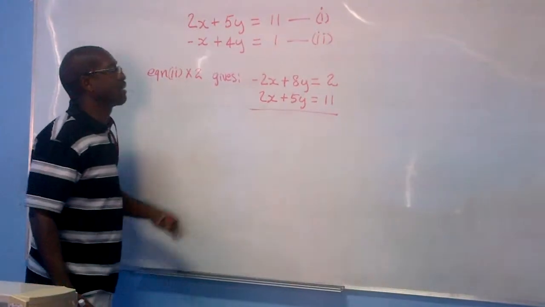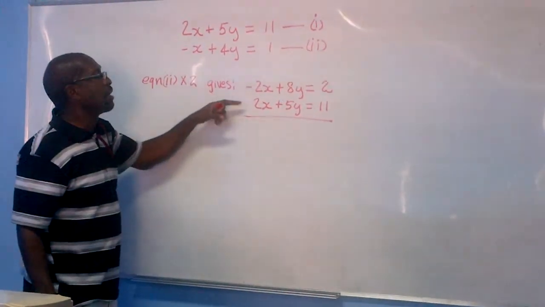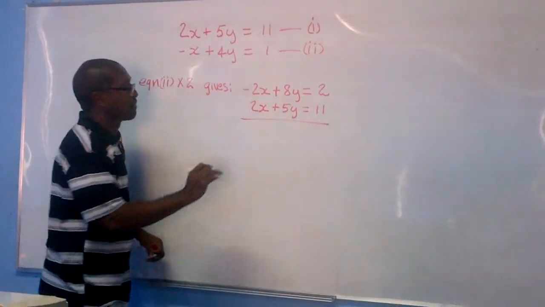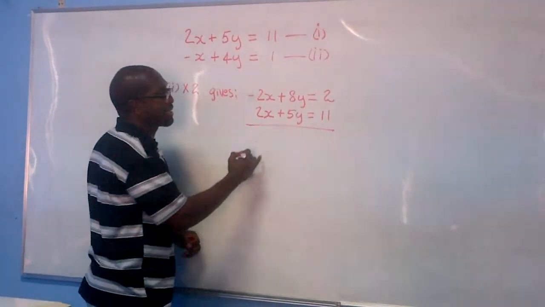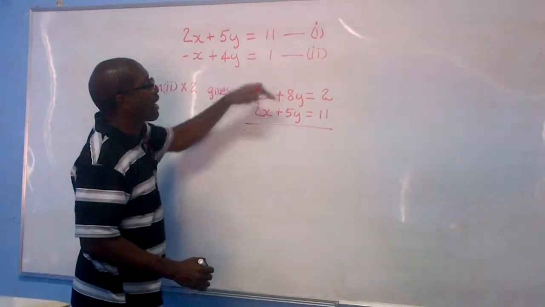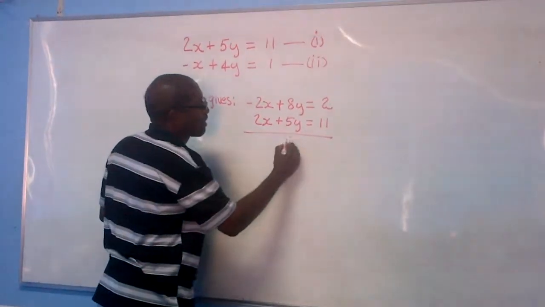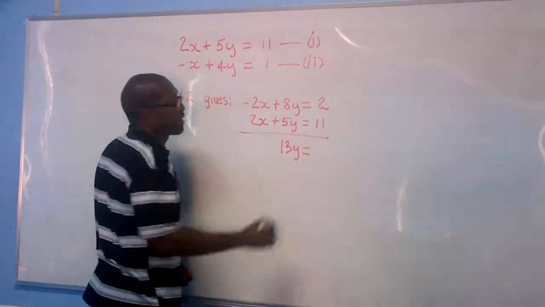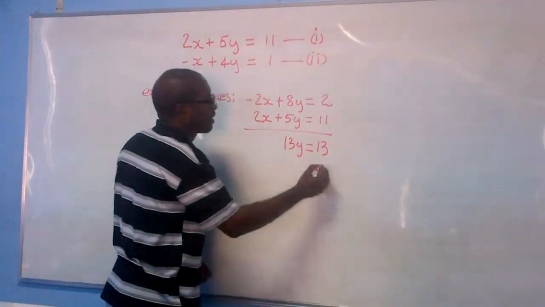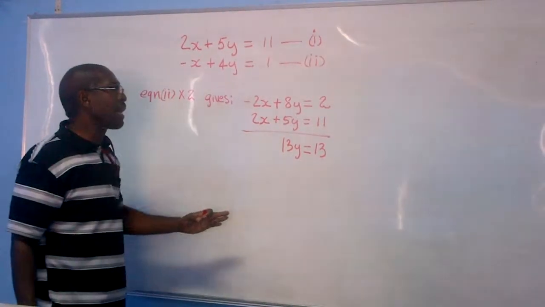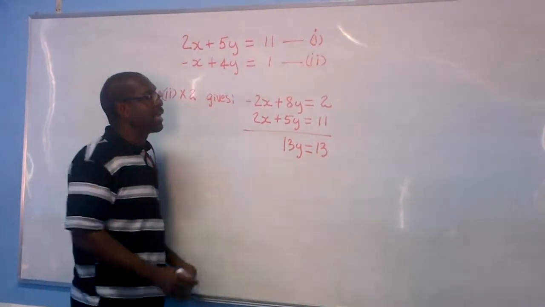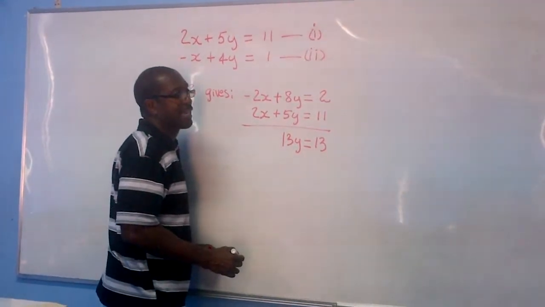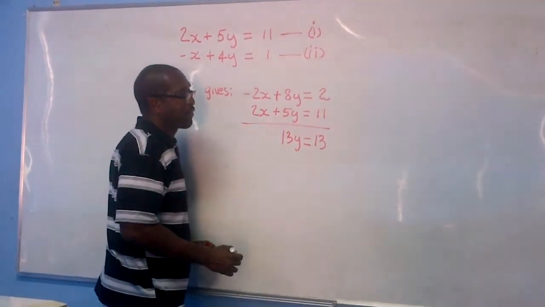Let's do our addition. Negative 2x plus a positive 2x gives us 0, so we will leave this space empty. 8y plus 5y gives 13y, and 11 plus 2 gives 13. So we have 13y equals 13, and we will eliminate the 13 by dividing each side by 13.